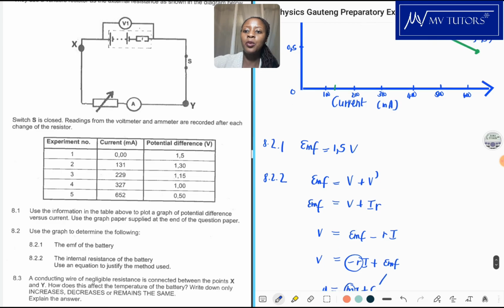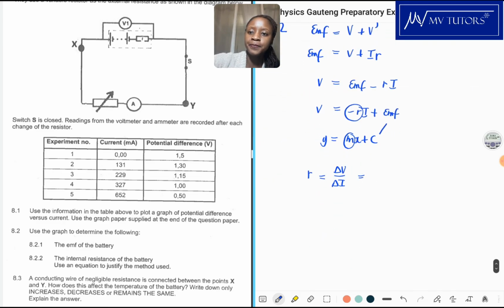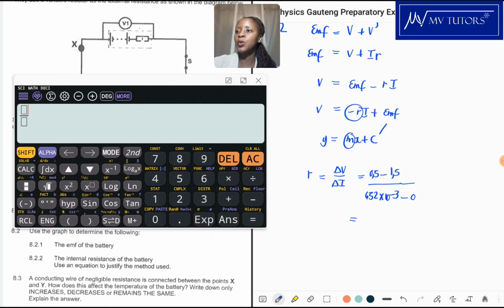Okay, so I would then have 0,5 minus 1,5. And for 0,5, I have 652 times 10 to the negative 3. Please don't forget that it is milliamperes. Okay, and then at 1,5, we had 0 milliamperes. So if we work that out, we would get, so 0,5 minus 1,5. The answer that you're going to get is going to be negative. But please, when you report the internal resistance, you can't report it as a negative number. You have to take it as positive, okay?